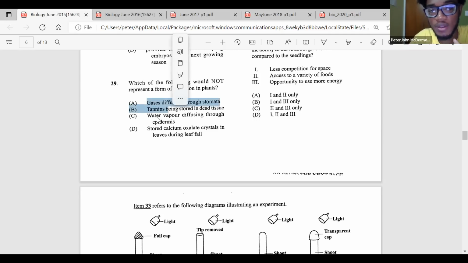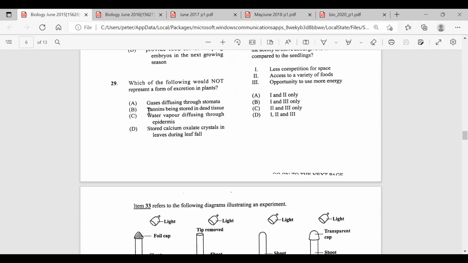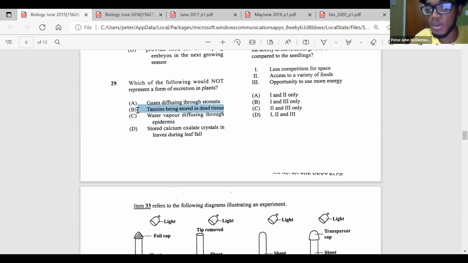So A, I know it's definitely not that. C, I know it's definitely not that. D, I'm not sure, but I'm more sure that B is wrong because I just don't know what it is, whereas D I do know what it is. Tannins is what's used to make leather. So tannins are in animals, by the way, not plants. But I was approaching it from the standpoint of I don't know what's going on and I have no idea.